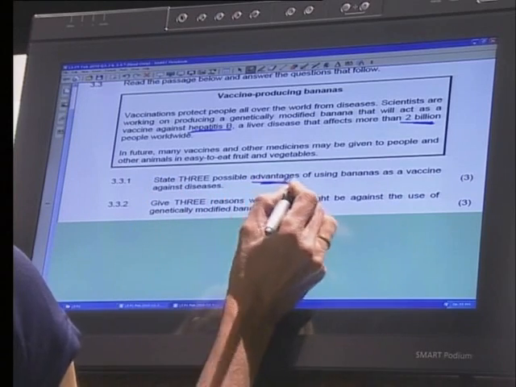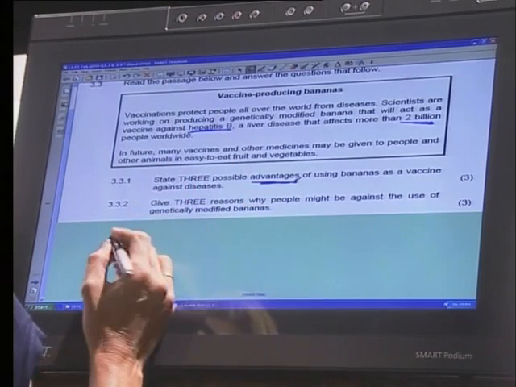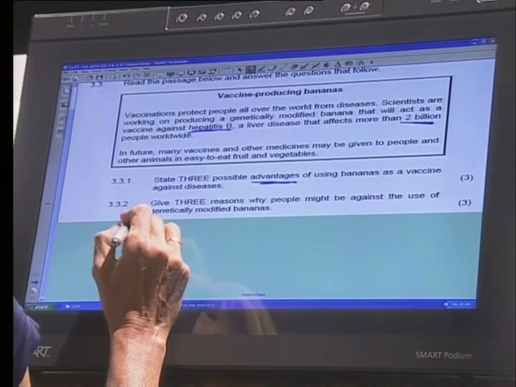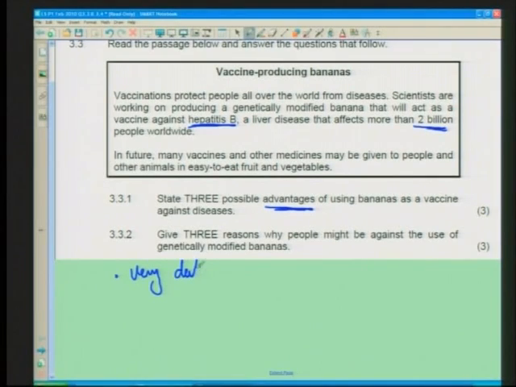What would the advantage be if you're feeding bananas? First of all, bananas are delicious. It's a very delicious fruit. Number one, it's a delicious fruit. Number two, it can be grown on a large scale. Number three, it's easily accessible. You follow? So there are already three possible answers that you could come up with.